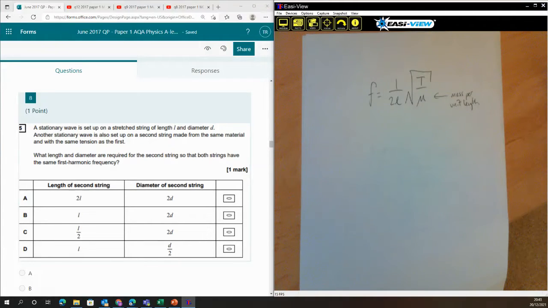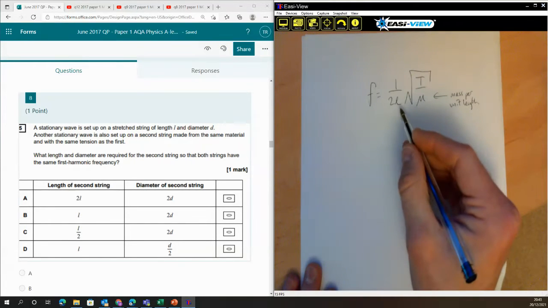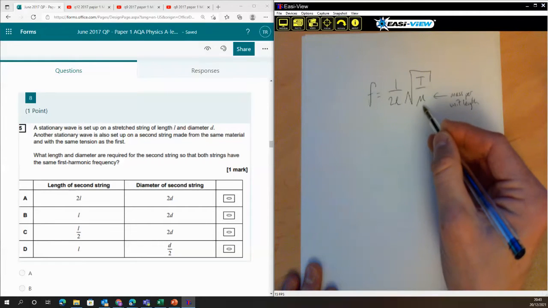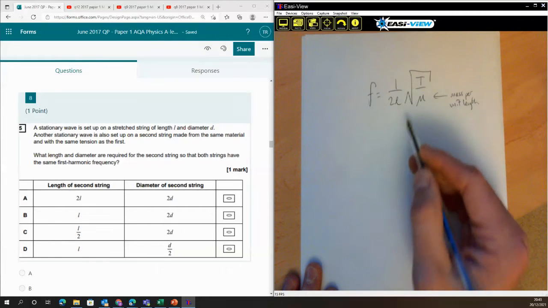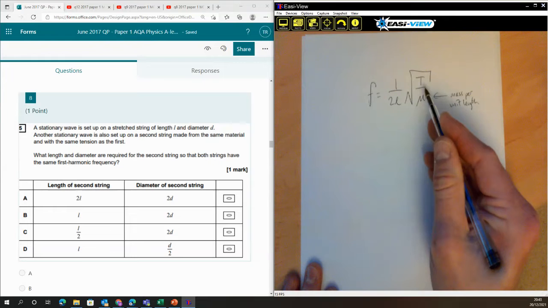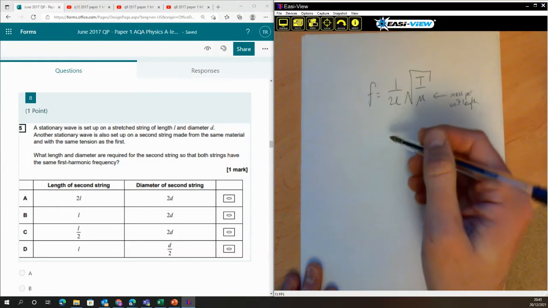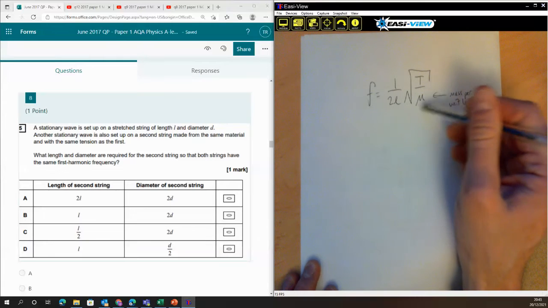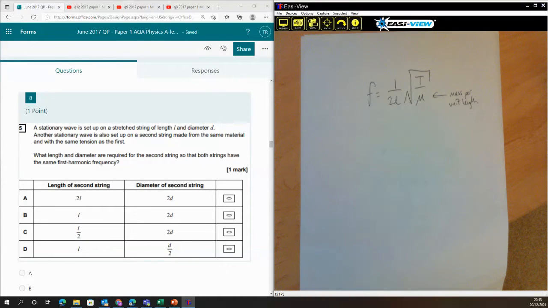So we're asked for the length and diameter required for the second string, so they both have the same first harmonic. The first string has length L, diameter D, and then we're asked what would that be for the second string. If the length is the same, then the mass per unit length needs to be the same. The tension is the same in both strings, we're told that. So if the lengths are the same, then the mass per unit length, this mu value, needs to be the same.